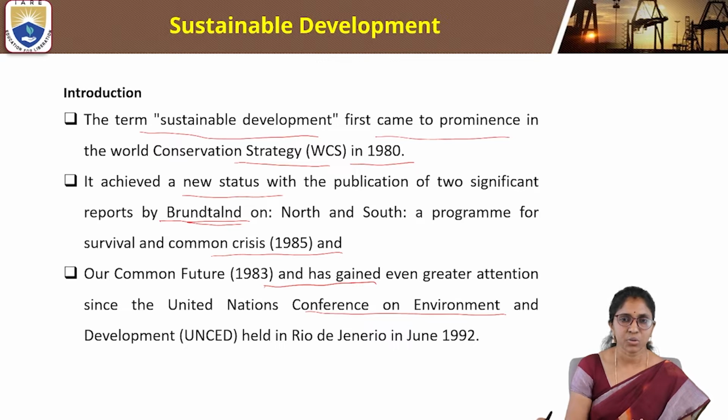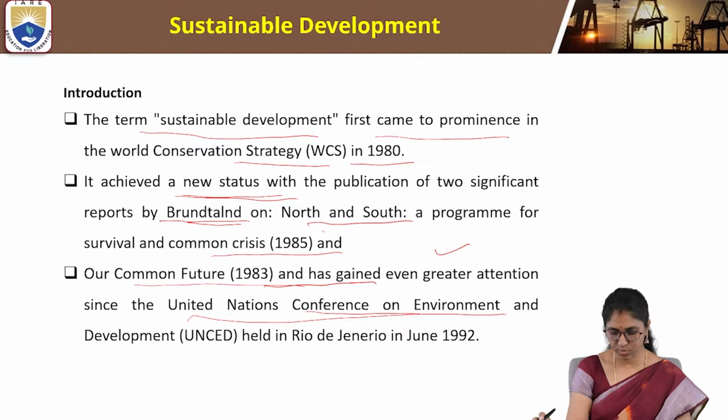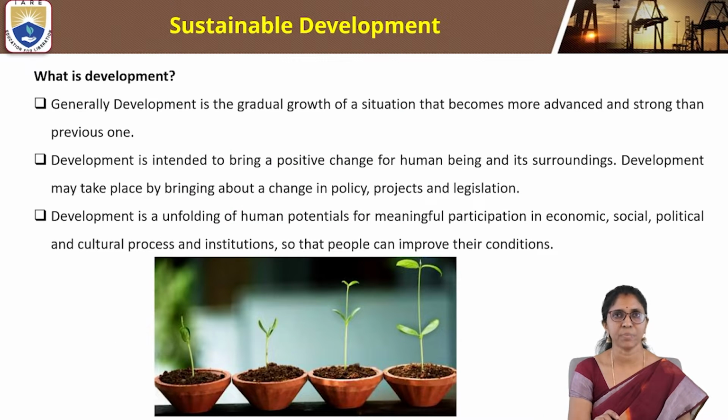It was held in Rio de Janeiro in June 1992. So sustainable development first came to prominence in the World Conservation Strategy, WCS. It also achieved new status with the publication of two significant reports by Brundtland: North and South, a program for survival and common crisis, and the second one, Our Common Future, and has gained even greater attention since the United Nations Conference on Environment and Development held in Rio de Janeiro in June 1992.